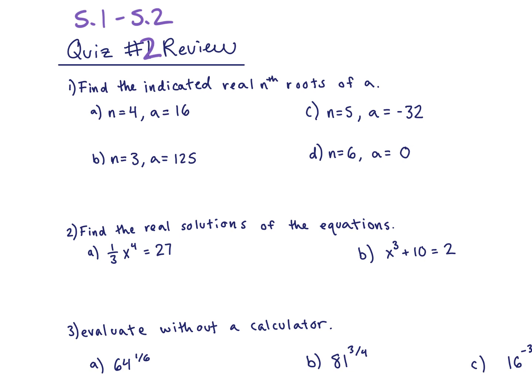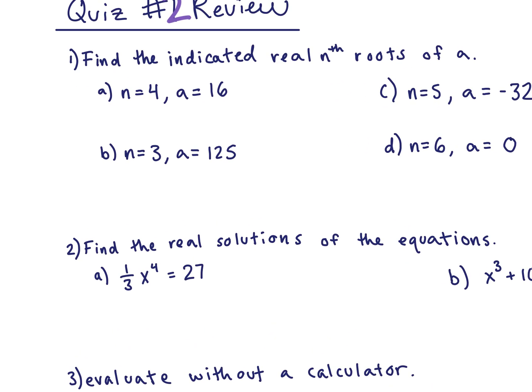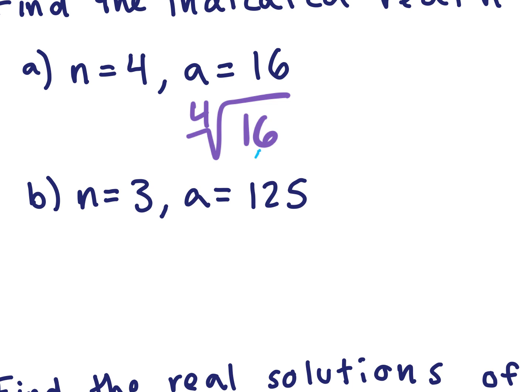So number 1 says find the indicated real nth root of A. So the n is our index. So here we're looking for the 4th root of 16. So let's break it down. What are factors of 16? 4 and 4, and 2 and 2 factors of 4. How many of a kind are we circling here? 4 of a kind. So we'd circle our 4 of a kind.